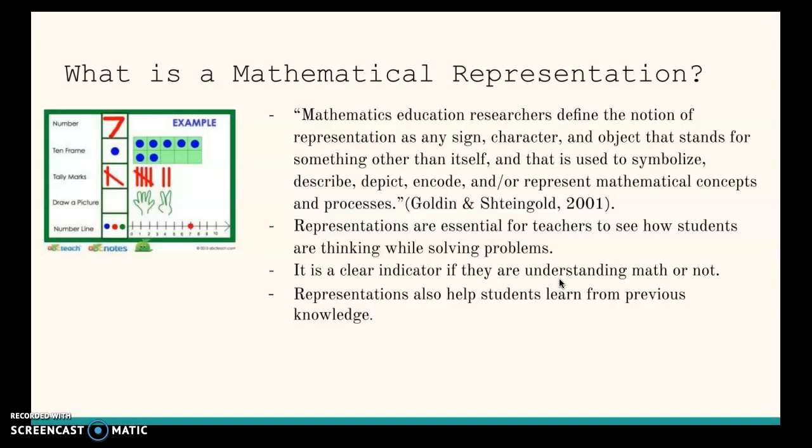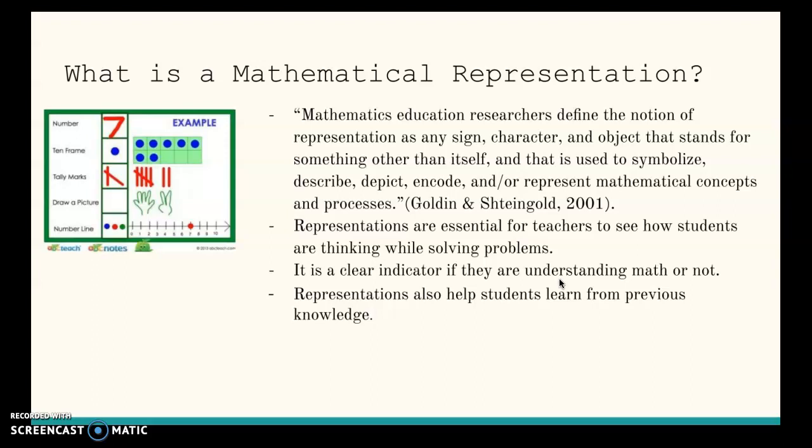The following definition states, mathematics education researchers define the notion of representation as any sign, character, and object that stands for something other than itself, and that is used to symbolize, describe, depict, encode, and/or represent mathematical concepts and processes. Basically, this fancy definition means any example used to help solve the math problem is a representation.